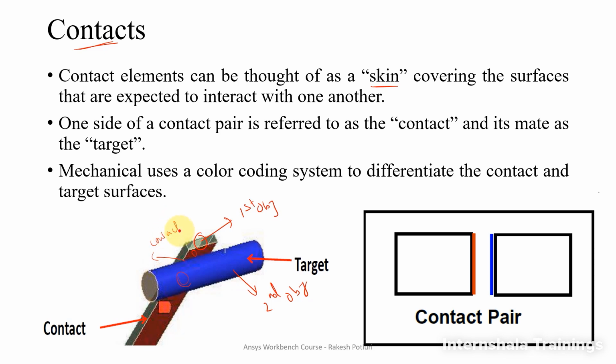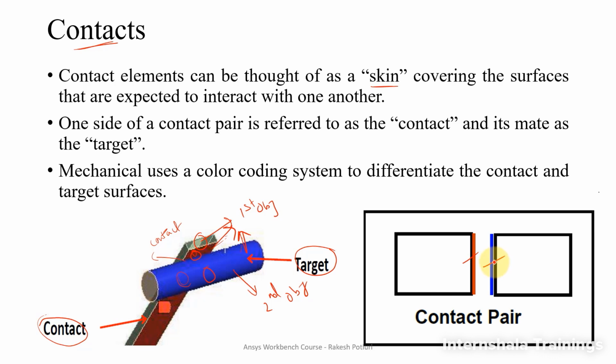And if you are able to see here, two colors are there. One is blue and the other one is red. So this indicates that there is a contact and there is a target. And remember one thing, every contact pair consists of two things: one is a contact face and the other is a target surface.